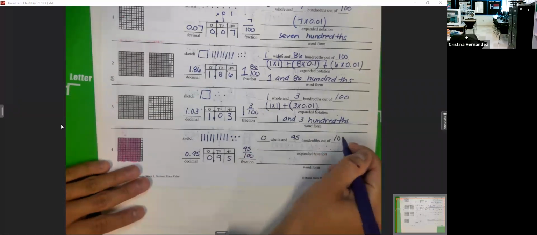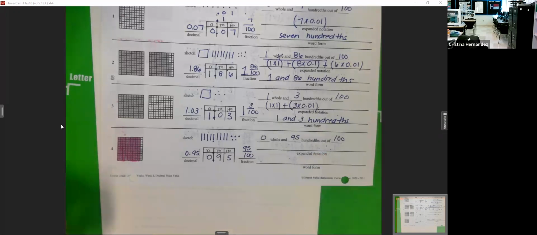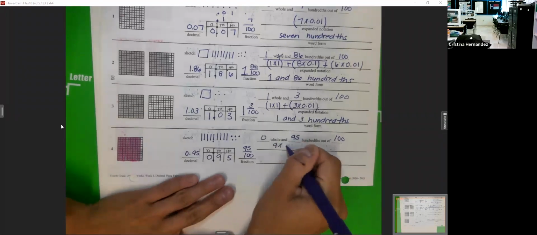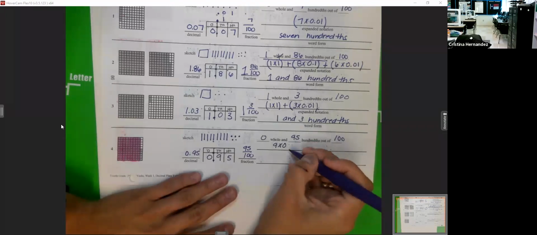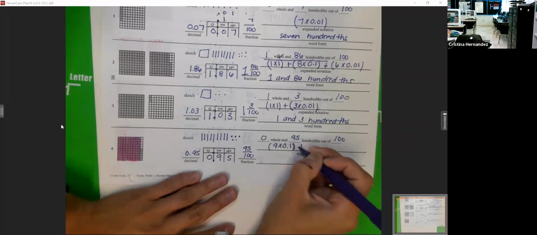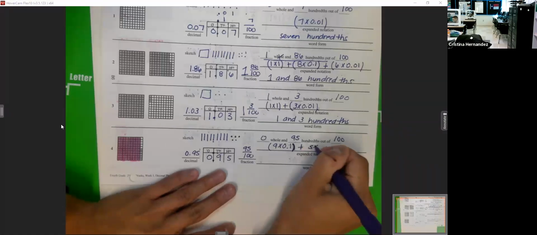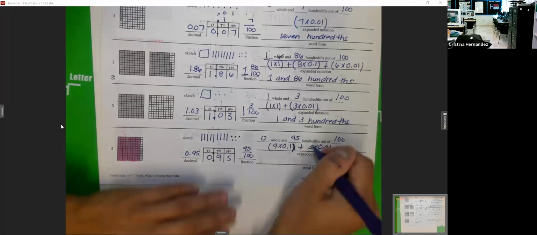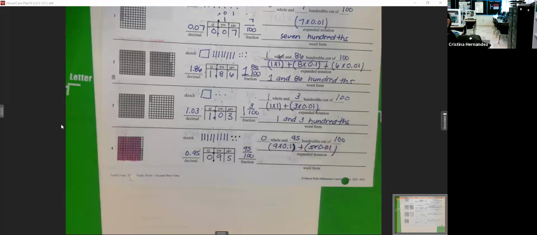I know some of y'all are probably confused about that. Expanded notation gets a little tricky on this one. Okay, so. Let's see. What'd y'all get for expanded notation? 9 times what? Good job. Plus 5 times 0.01. Oh, my mask is falling off. Yep. And then 95 hundredths.